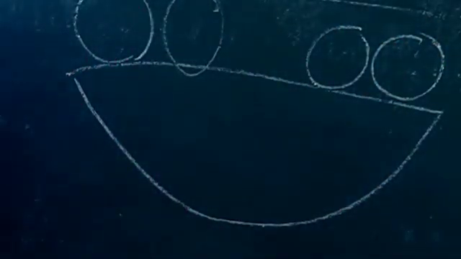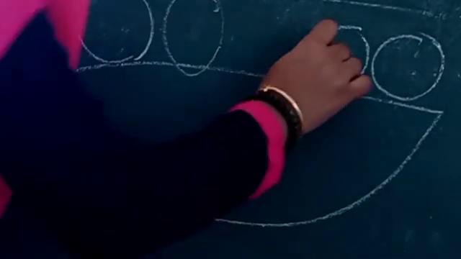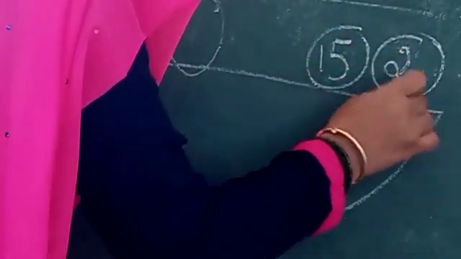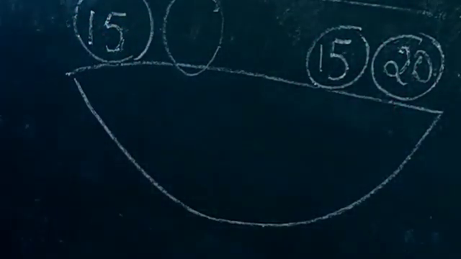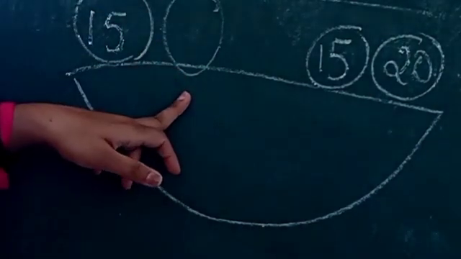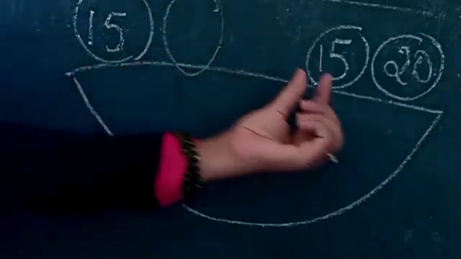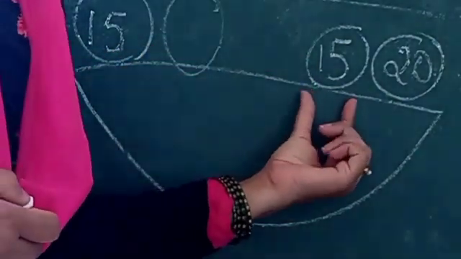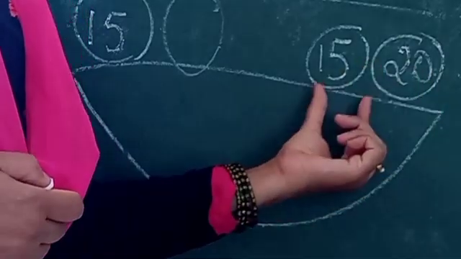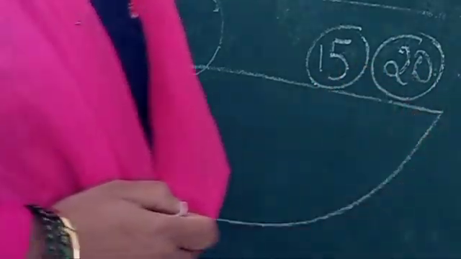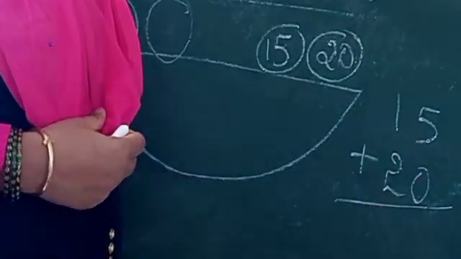Okay. They have given 2 numbers, 15 and 20. In the same way, again here we are having 15 and we need to fill this empty circle. See here. Here I am having 15 chocolates and also 20 chocolates. So 15 plus 20 is 35. Okay. 15 plus 20 means 35.